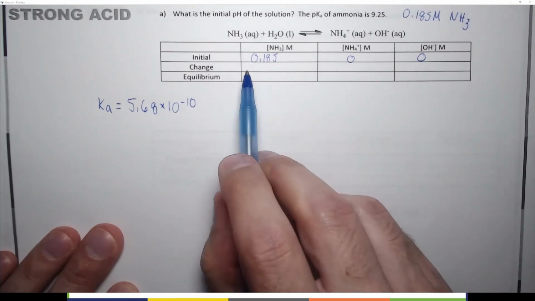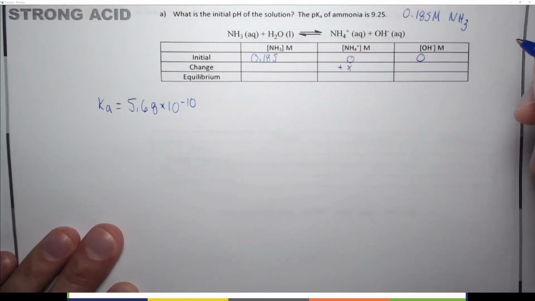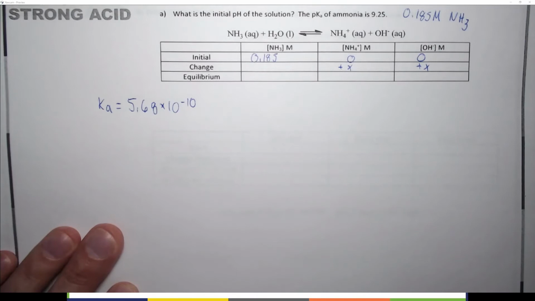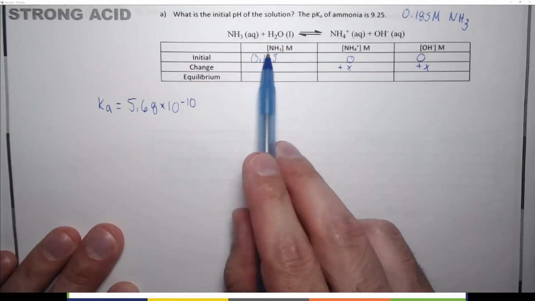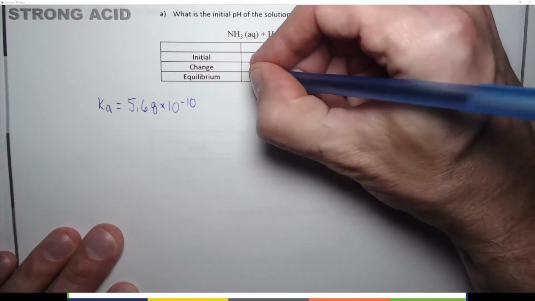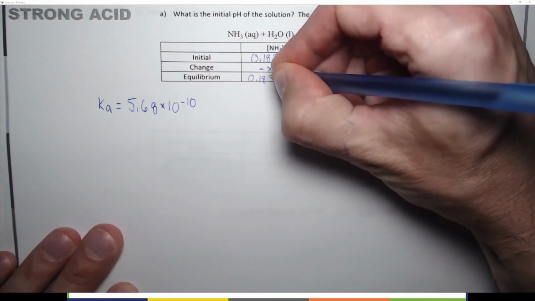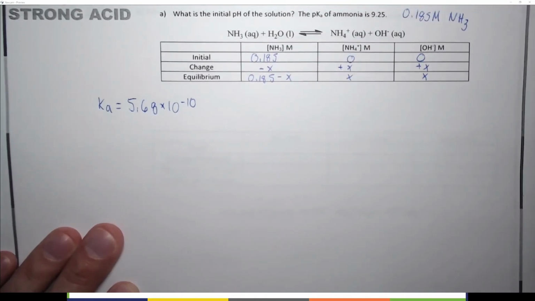What about the change in concentration? Well, we don't know. We're going to gain X of this, and we're going to gain X of this. In order to make these things, we need to use NH3, so we need to lose X of this. So here we're going to get 0.85 minus X, X, and X.